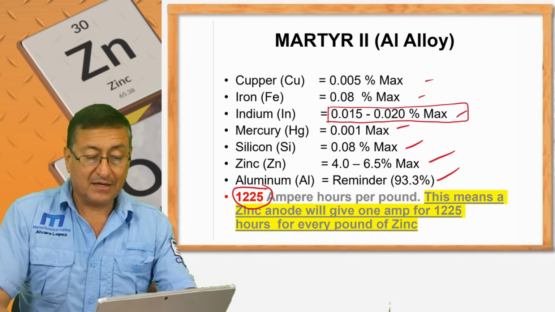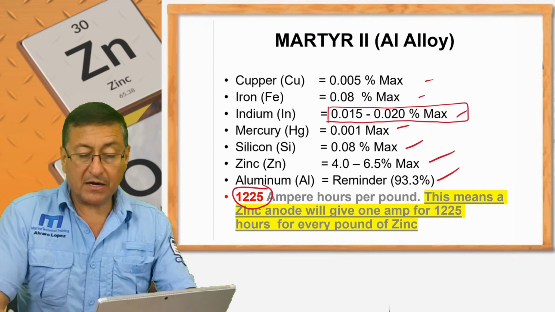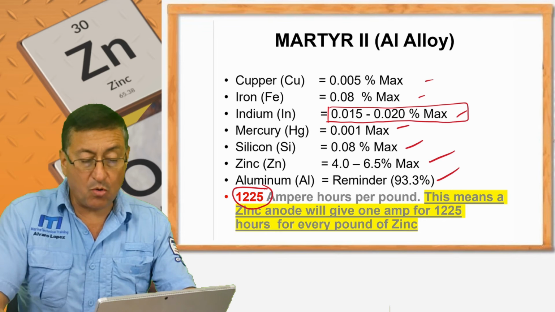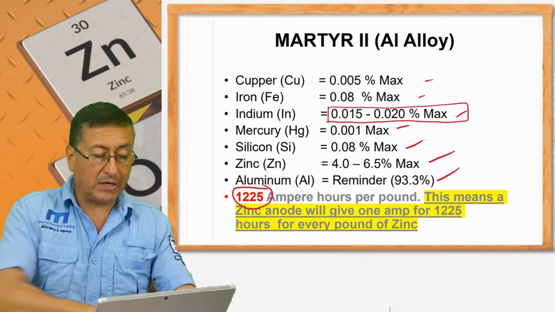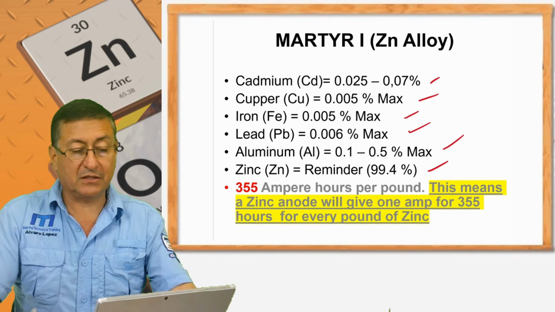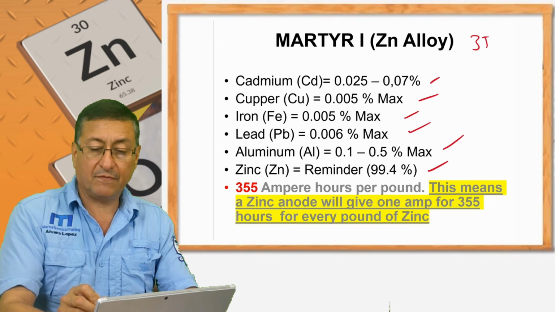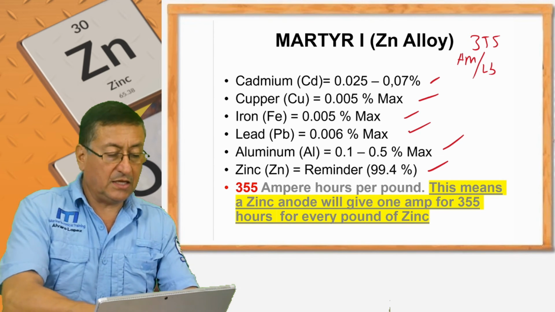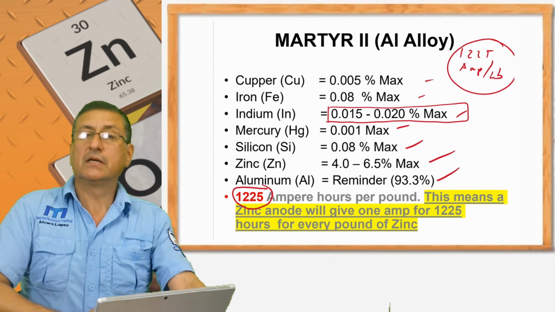What is the meaning of that? This anode will give 1 amp for each 1225 hours for every pound. In comparison with the previous one, which is 355, this is a zinc alloy at 355 amps per pound. And this one, an aluminum alloy, is 1225 amps per pound. This is better.